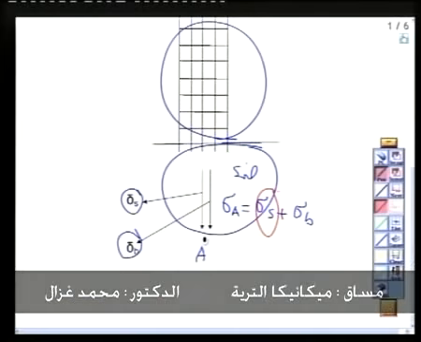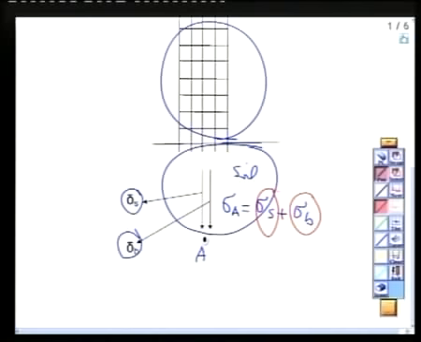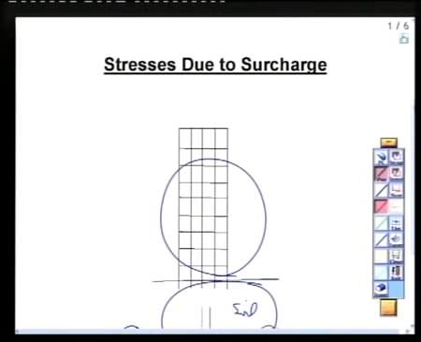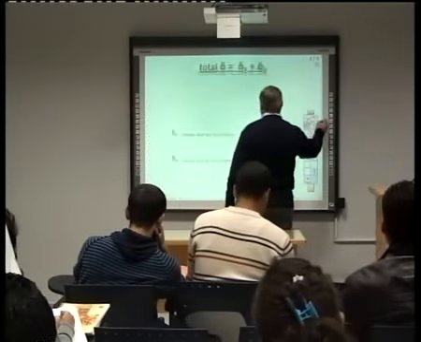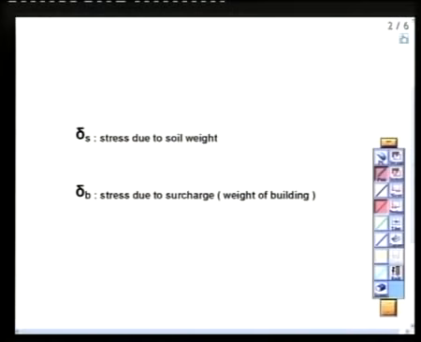Now we need to know how to find stress due to building, or what we call stresses due to surcharge. Surcharge is any load above the soil. Because total stress, as we said, is stress due to soil plus stress due to building. Sigma S is stress due to soil weight, and sigma B is stress due to surcharge, the weight of the buildings.